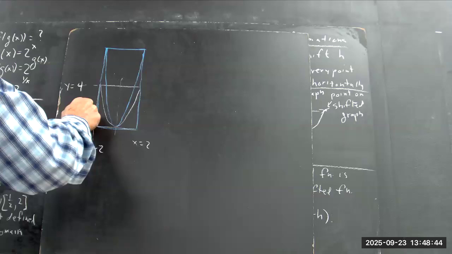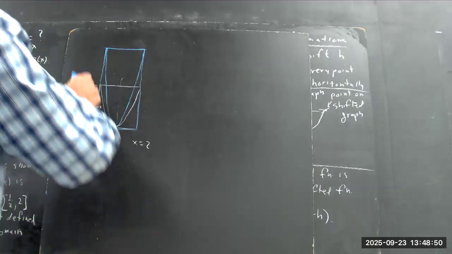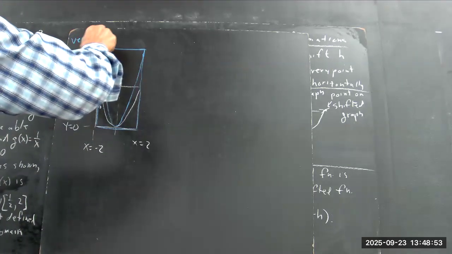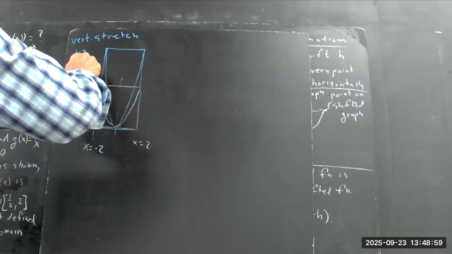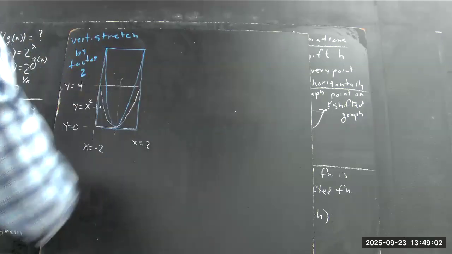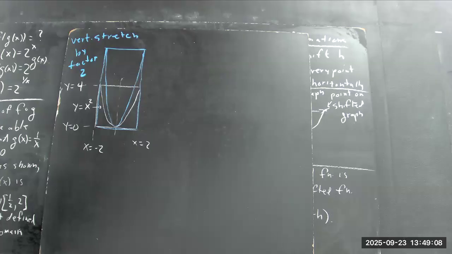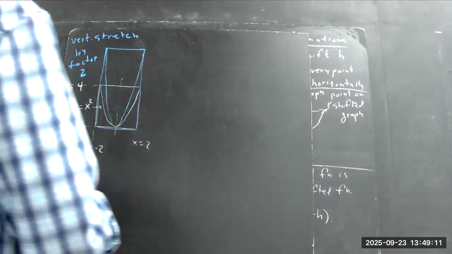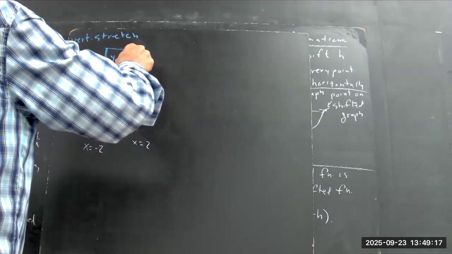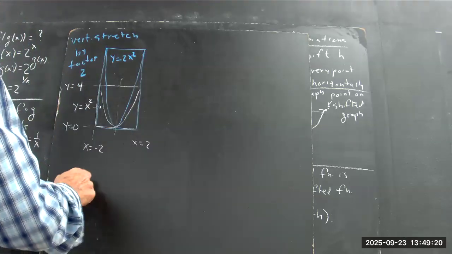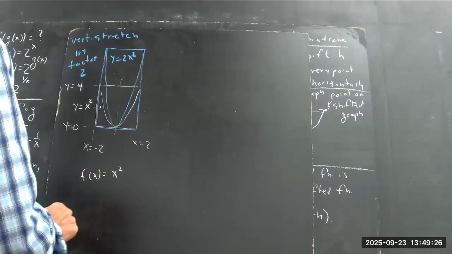So we start with y equals x squared. We'll stretch by a factor of 2. Make this rectangle twice as high as this one. Then our function is y equals 2x squared. So we start with f of x equals x squared.